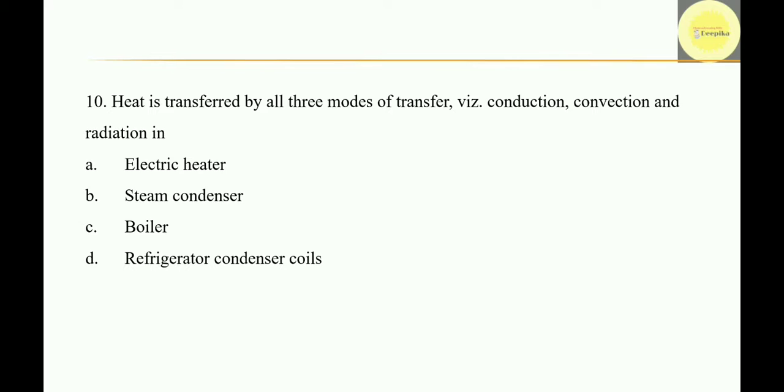Next question is, heat is transferred by all three modes, viz. conduction, convection and radiation, in option A, electric heater, option B, steam condenser, option C, boiler, option D, refrigerator condenser coil. So the answer is C, that is boiler.